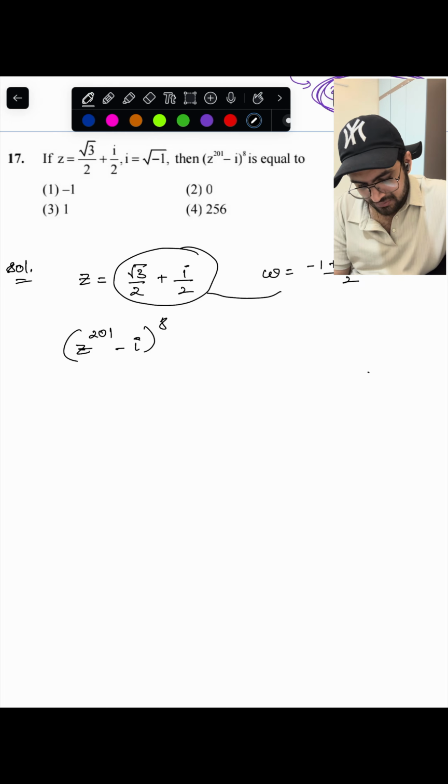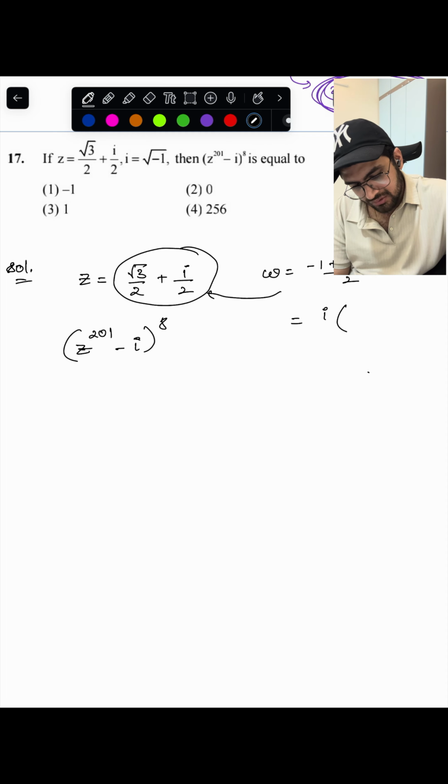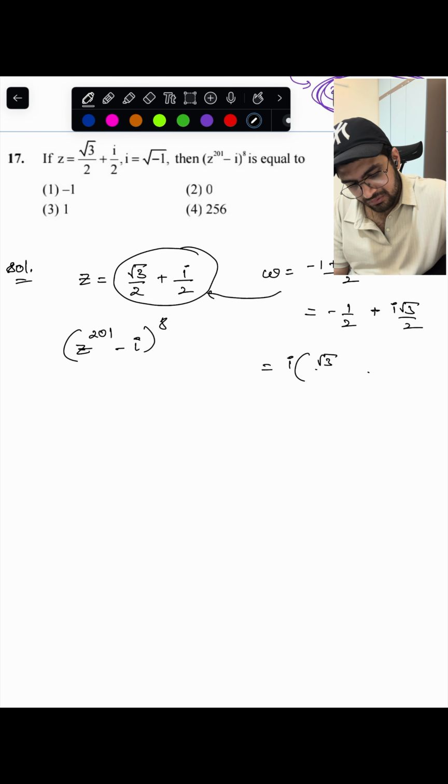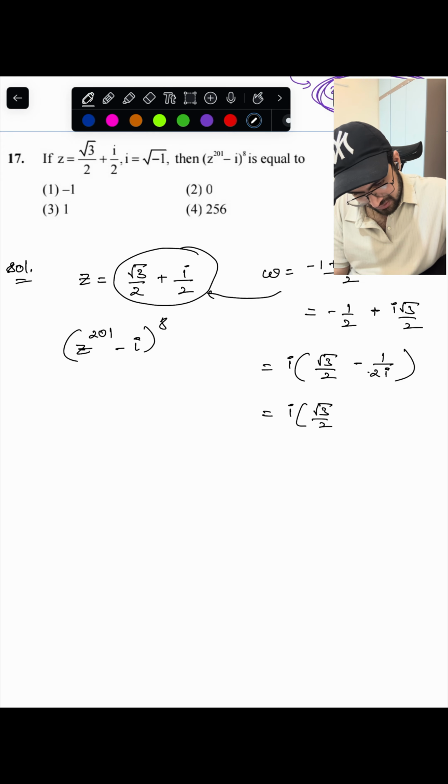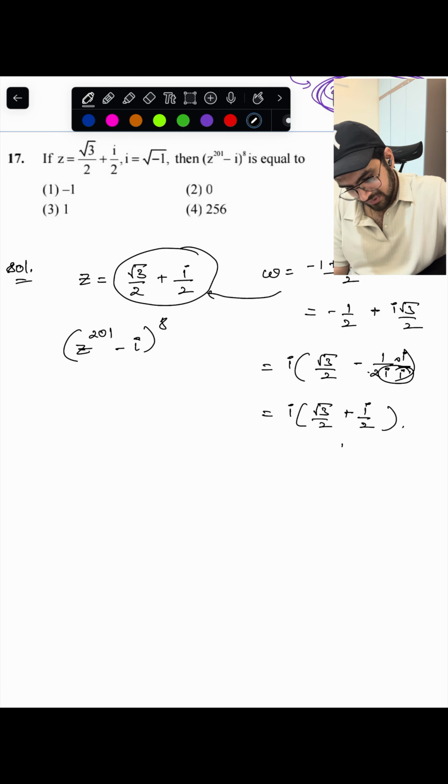If I compare this one with this one, I can take i common. So omega equals minus 1 by 2 plus i root 3 by 2. I am taking out i here, so root 3 by 2 minus 1 by 2i I will get. If I multiply and divide with i, in the denominator I have i square, which is minus 1, I will get i by 2, which is nothing but this one.